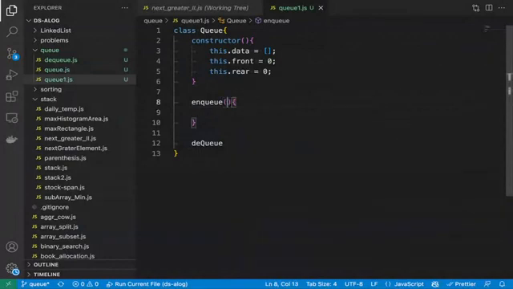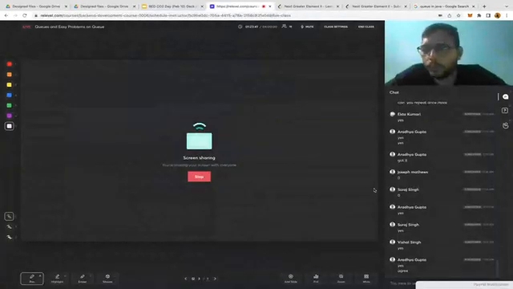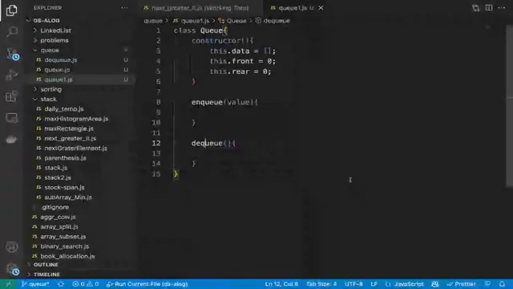So here we will be inserting an element, and here we will be deleting it. Anyway, we are creating our custom queue, our own queue, so whatever name I want to give it, I will give it. Okay, so now guys, for insertion, it's very easy.